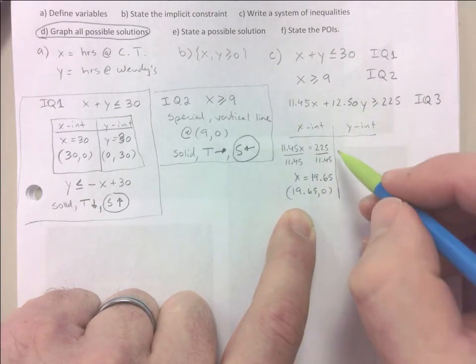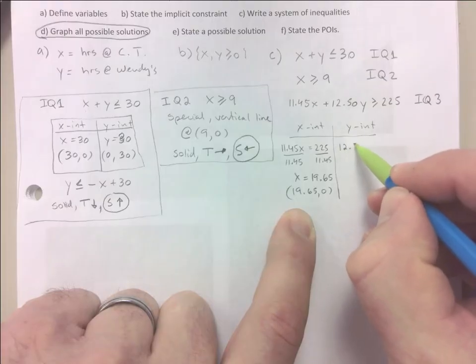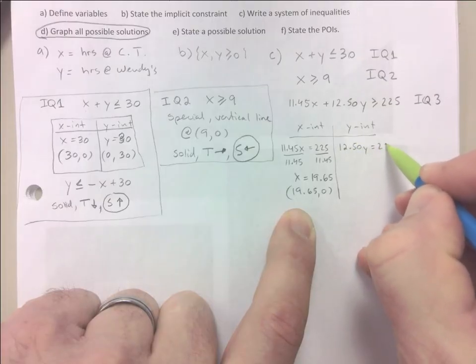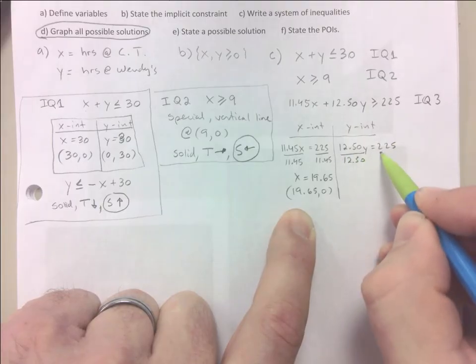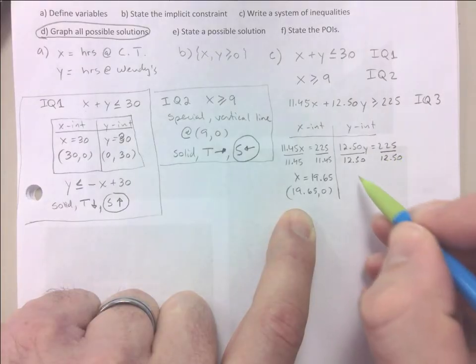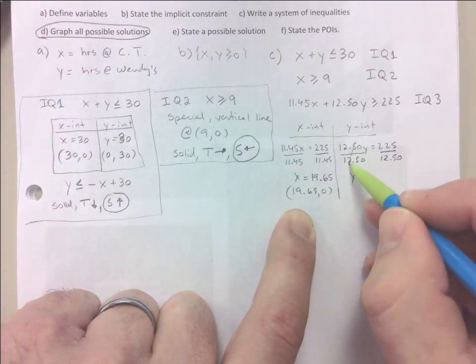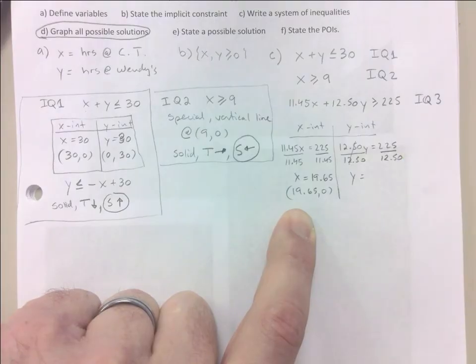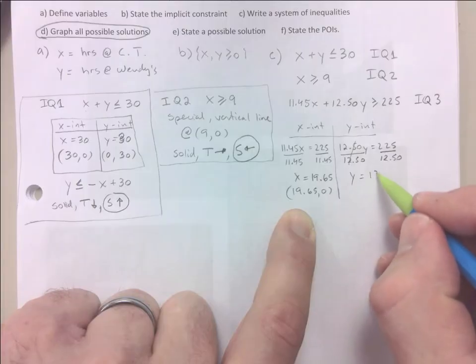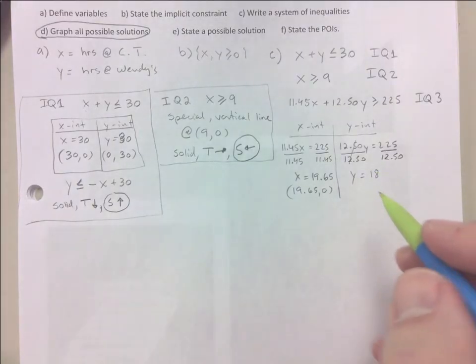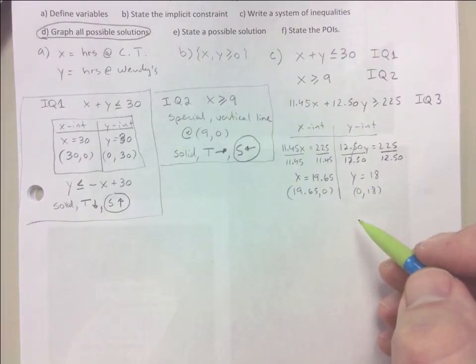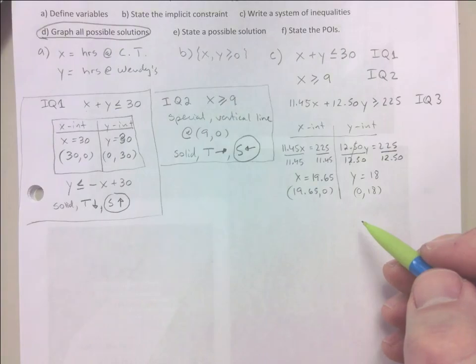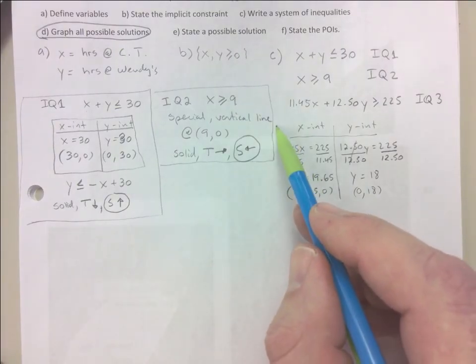We go back here. 1250y is 225. Divide by 1250. There's a big chance if you have to take math in college or whatever that this kind of stuff is always going to be required of you, to do this kind of algebra, finding the intercepts, all that stuff.